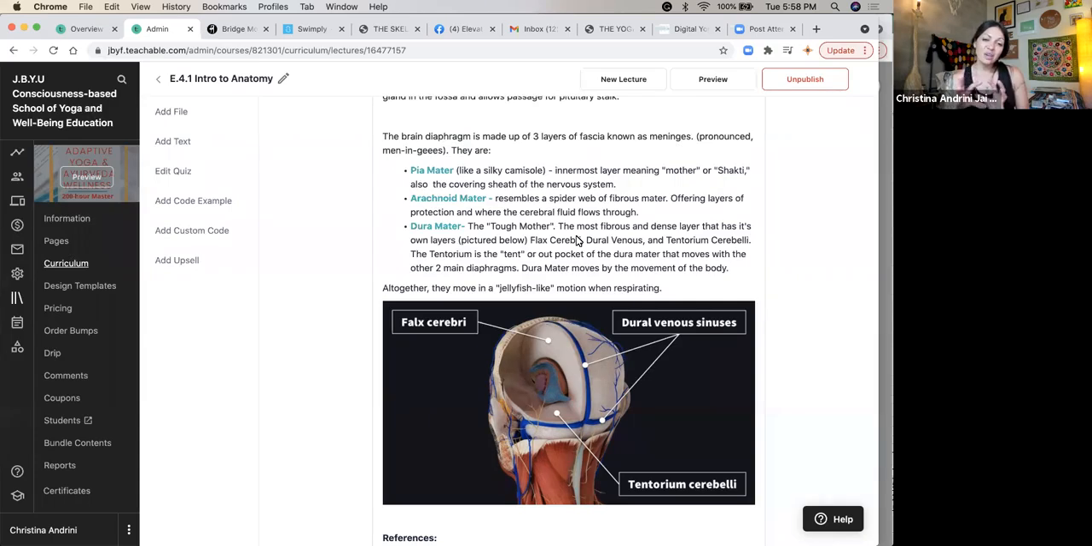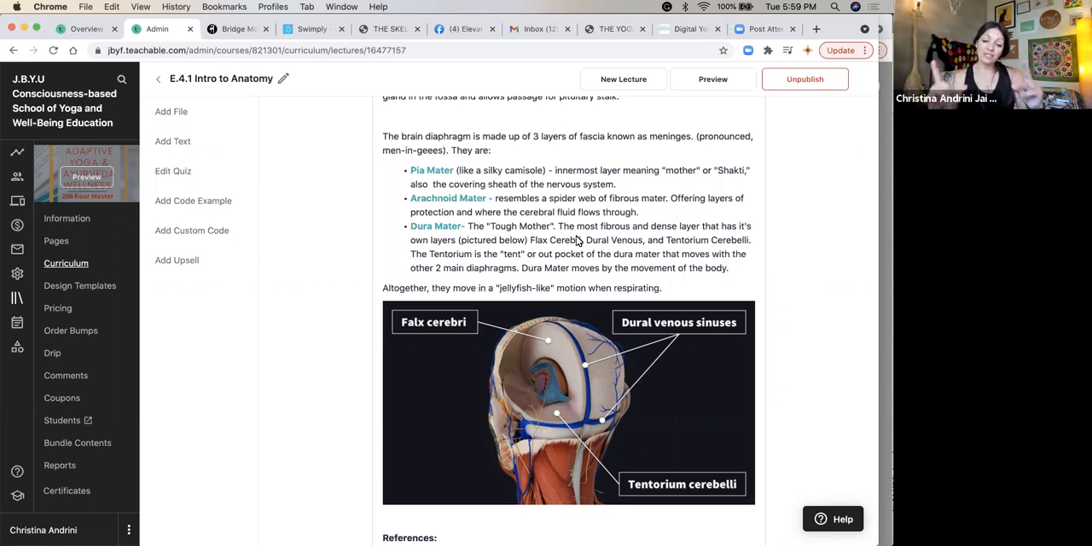And then we have the arachnoid matter, and that layer more resembles a spider web, and it's very fibrous, and it offers protection, and it's also where the cerebral fluid is able to flow through.